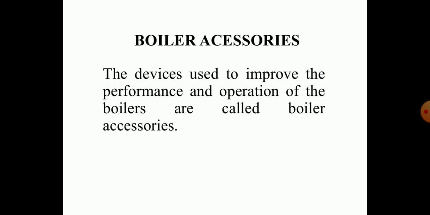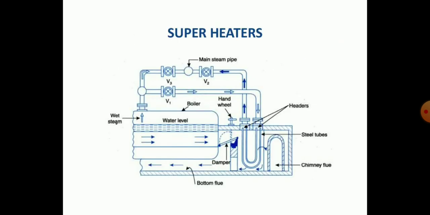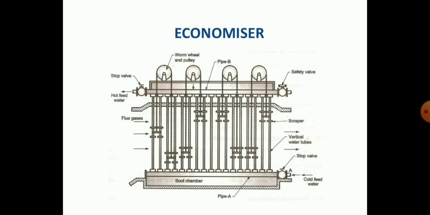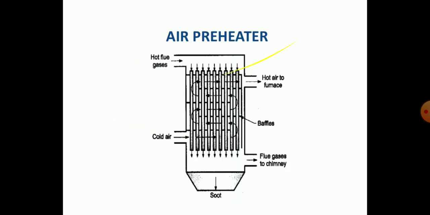These are the safety accessories or essential requirements for the boiler for the safe and smooth running of steam generation. Along with this, some accessories are essential for safe working. These are the devices used to improve the performance and operation of the boilers, and they are called accessories. Such accessories are superheaters, economizers and air preheaters. These are the essential accessories required for the boiler.